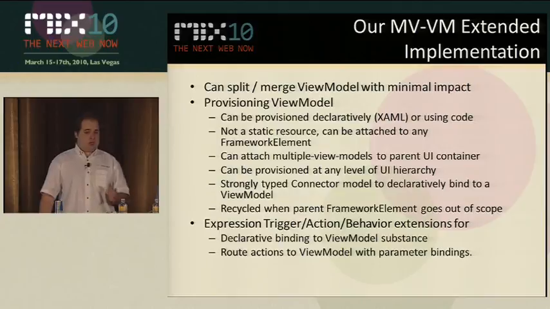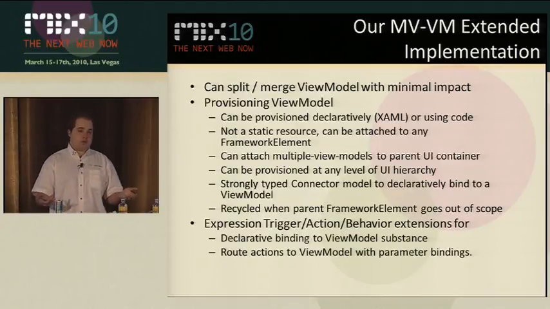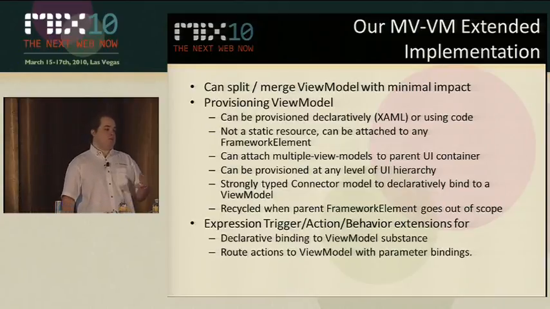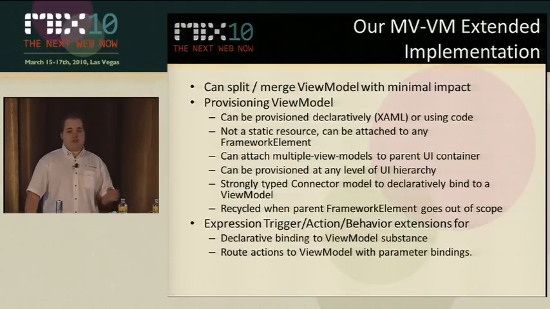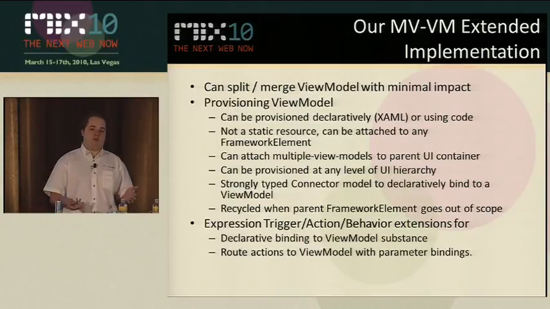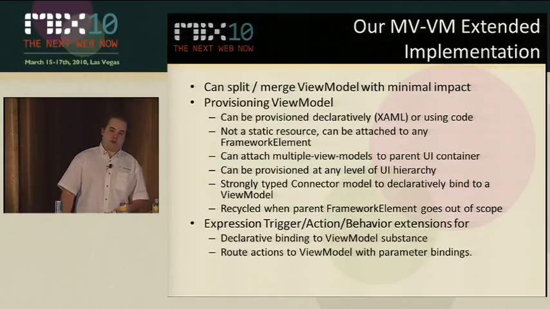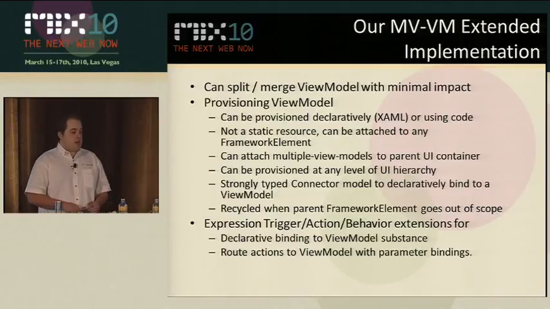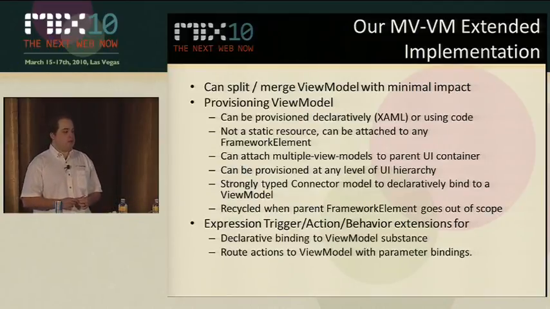The way we've done it is you can provision it in XAML, or you can use code. It's not a static resource, and it can be attached to any framework element. You can attach multiple view models to any parent UI container, and like I said, you can provision it at multiple levels of the UI hierarchy. The best part is that your view model gets recycled for you when you leave the scope of that view model. When that framework element leaves scope, your view model gets recycled for you. We've been using triggers, actions, and behaviors with no problems, and it will probably work fine with commanding as well when that comes out.